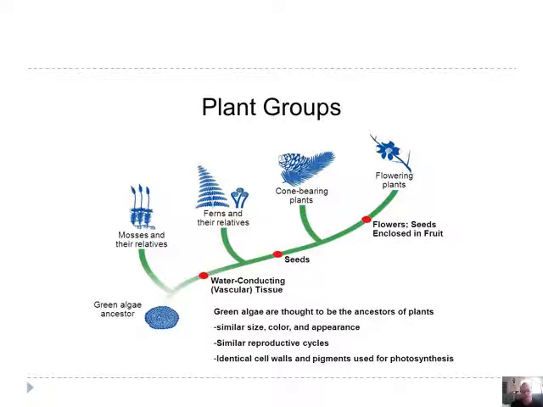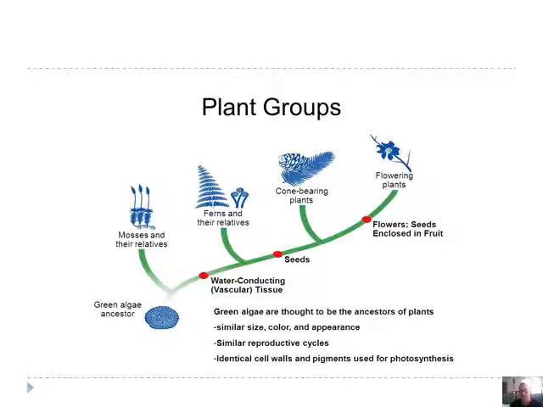So first and foremost, we see the mosses and their relatives. We're not going to include the rest of the names. We're just going to deal with the most specific one. Then we had some sort of water conducting or vascular tissues, which is xylem and phloem. They started developing, and then that led to the creation of ferns and their relatives. After ferns and their relatives, seeds started developing, and we found cone-bearing plants. And eventually, once that had changed enough, we found flowers, seeds, and enclosed fruit.